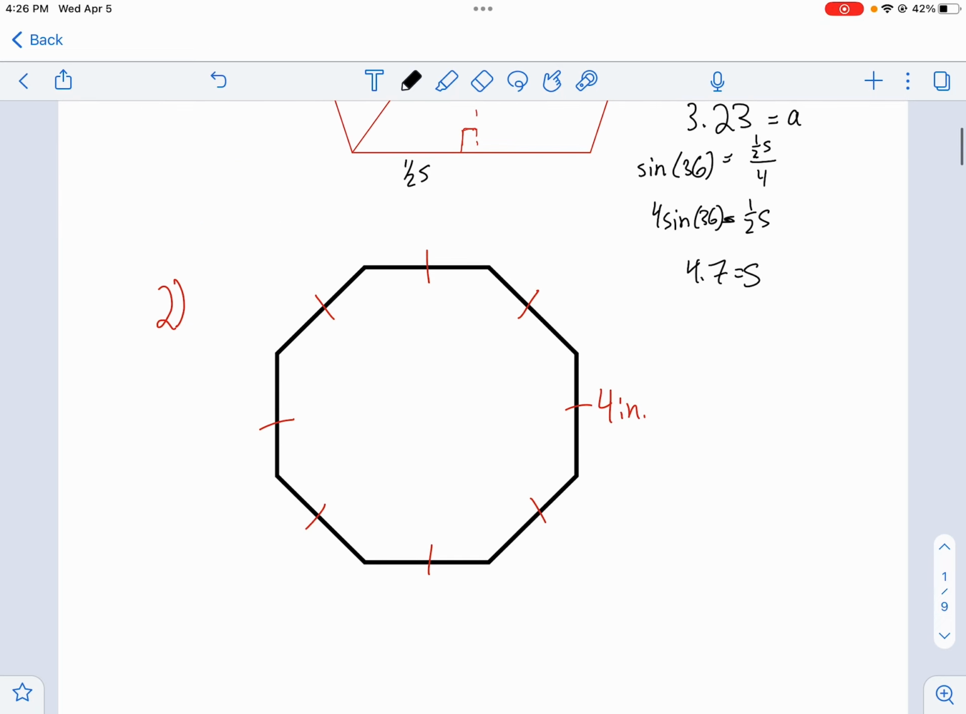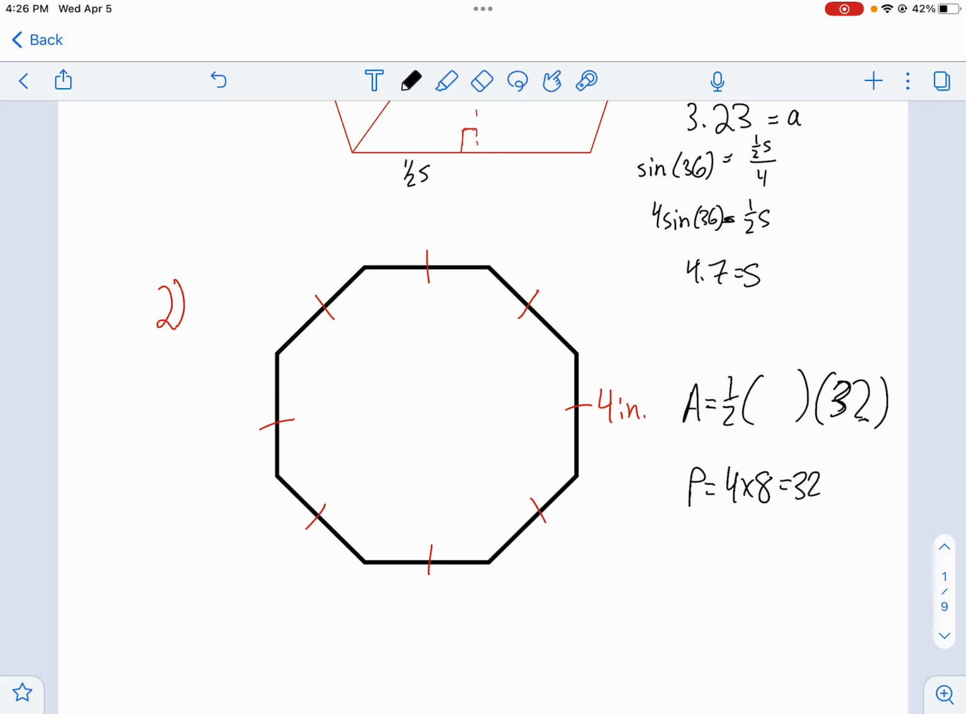All right, number 2. I believe this is an octagon. Yeah, it's a regular octagon, and we are given that each side is 4. I like to fill in as much as I can from the beginning, so I'm going to fill in the perimeter. My perimeter is a 4-inch side times 8 sides, which is 32. My area is 1/2 times the apothem times 32, which is my perimeter, right? Now all I need to do is find my apothem.